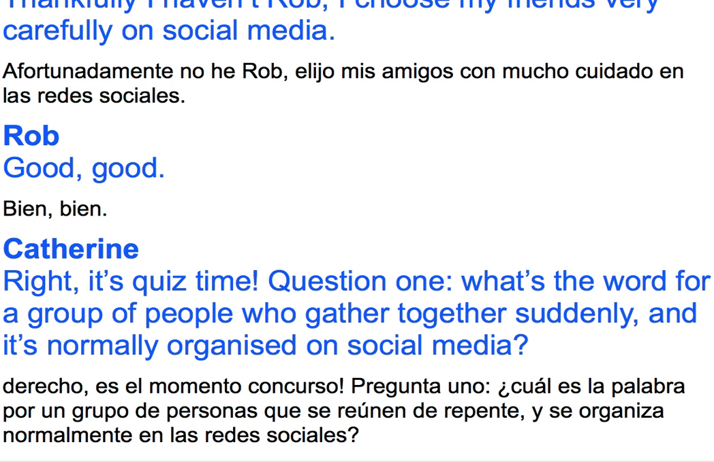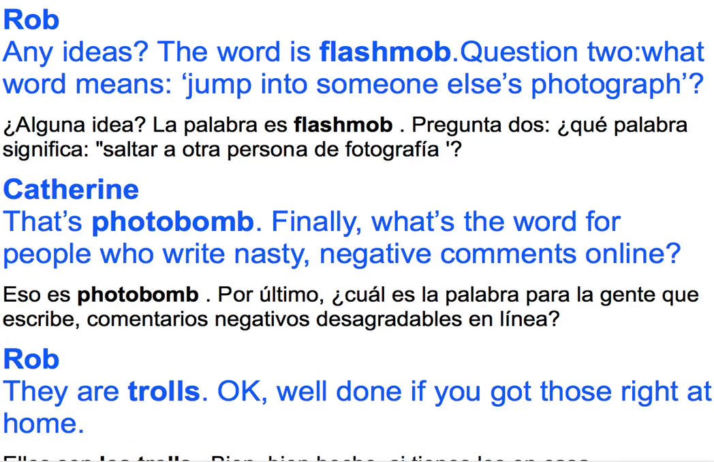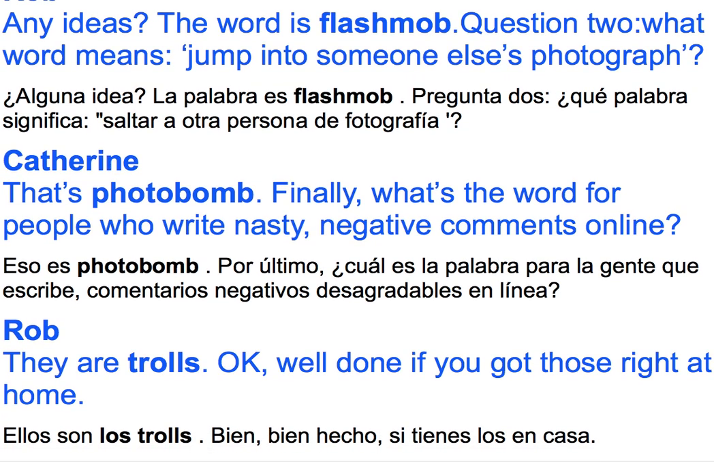Question 1. What's the word for a group of people who gather together suddenly and it's normally organized on social media? Any ideas? The word is flash mob. Question 2. What word means jump into someone else's photograph? That's photobomb. Finally, what's the word for people who write nasty, negative comments online? They are trolls. Okay, well done if you got those right at home.